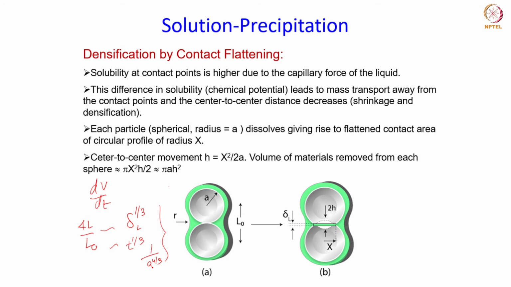So as the contacts flatten and the material is transported away, shrinkage takes place, and that is how the densification occurs in this case.